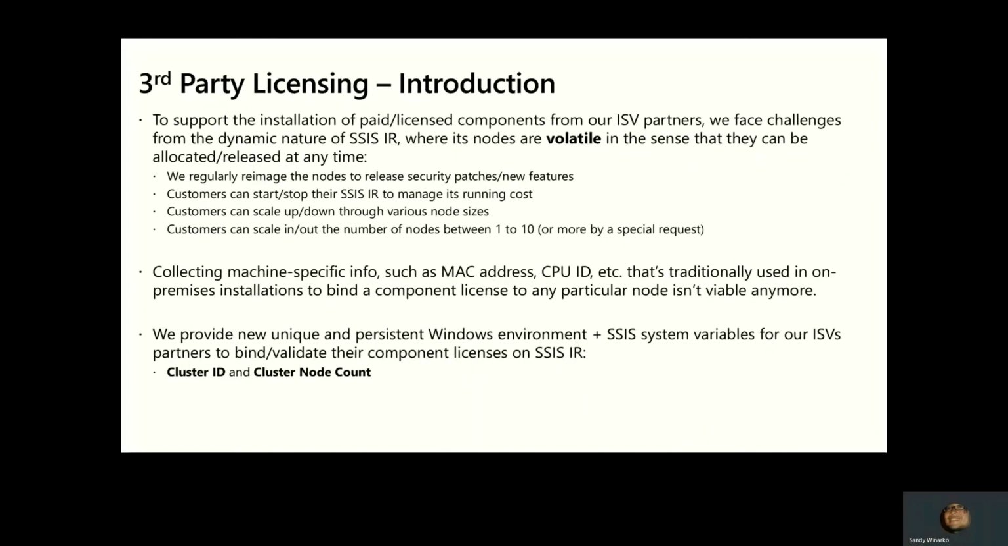To support the installation of paid or licensed components from our independent software vendor, or ISV, partners, we face challenges from the dynamic nature of SSIS IR, where its nodes are volatile in the sense that they can be allocated or released at any time. For example, we regularly reimage the nodes to release security patches or new features. Customers can stop and restart their SSIS IR to manage its running costs. Customers can scale up and down through various node sizes, and scale in and out the number of nodes between 1 to 10, or more by a special request.